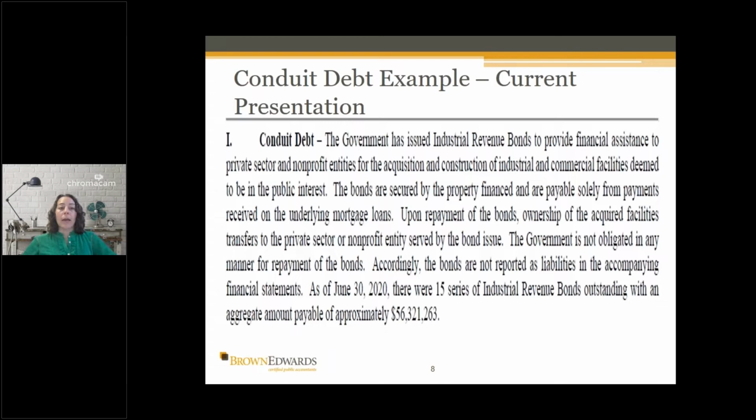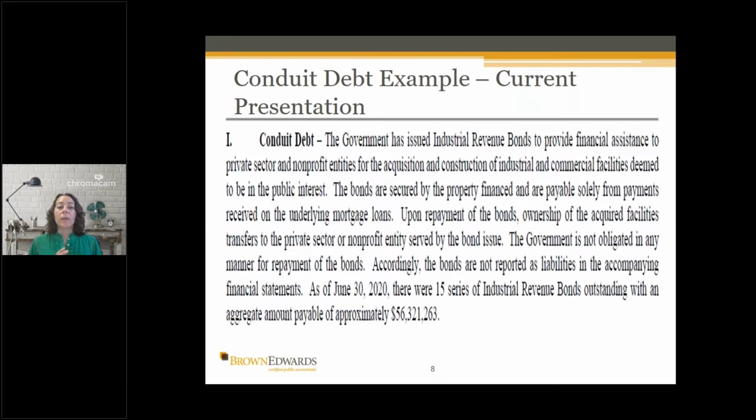So let's look at a conduit debt note disclosure. This is the current presentation before the implementation of GASB 91. And this is coming from a locality in Kentucky. And so the only evidence of conduit debt obligation in the issuer's financial statements is going to be this note disclosure. You're not going to see anything probably on the balance sheet, for example. And so we're going to walk through this note and take a look at the pieces together, okay?